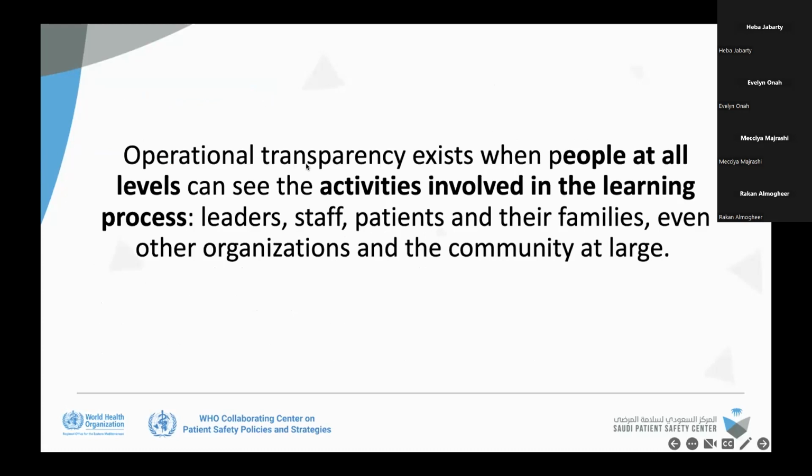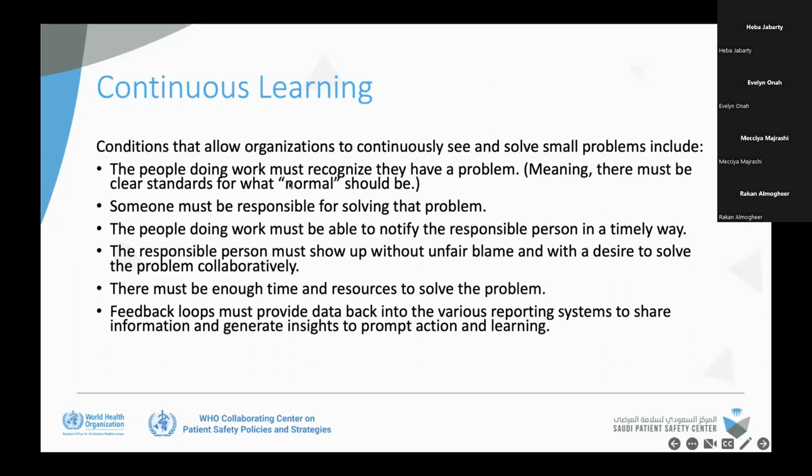Operational transparency exists when people at all levels can see the activities involved in the learning process: leaders, staff, patients, and their families. So the organization encourages the reporting, the speaking up, and the behaviors. When we say continuous learning, the organization allows people to continuously see and solve small problems, which means people doing the work must recognize they have a problem. So before having any continuous learning, we have to admit that there's a problem. Someone must be responsible for solving problems.